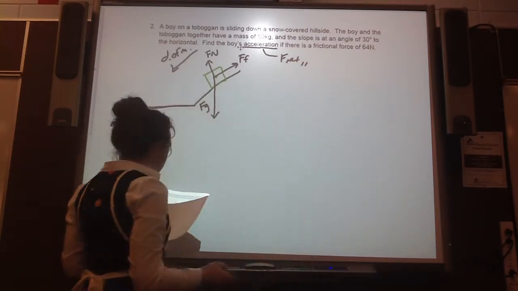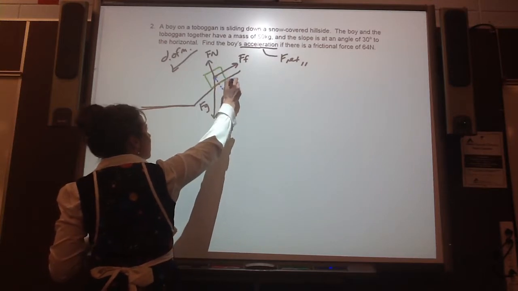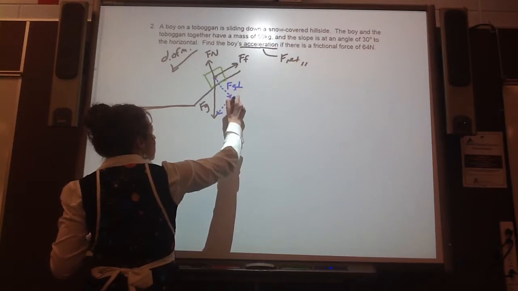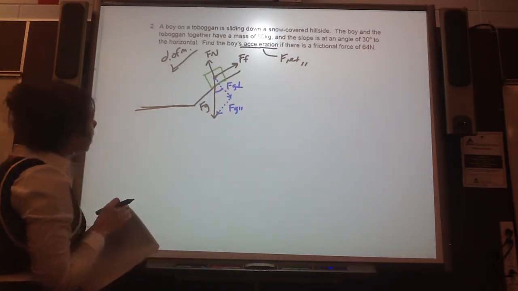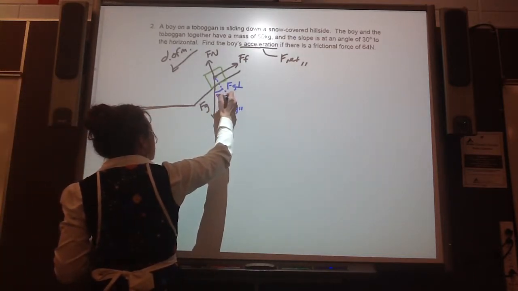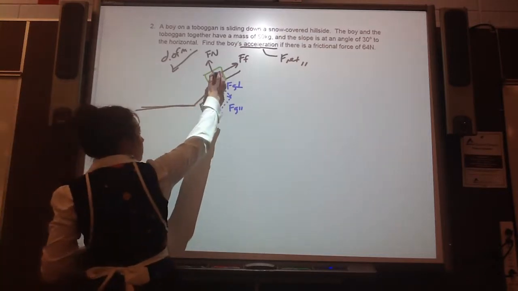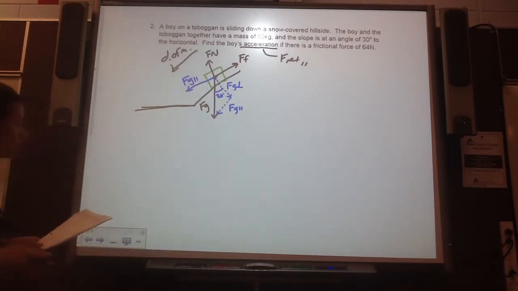Again, we need to break our FG into its two components. So my FG perpendicular and my FG parallel. And this theta here, it gave me an angle of 30 degrees. So this is 30 degrees. I'm also going to now draw my FG parallel directly on my free body diagram. So there's my FG parallel.